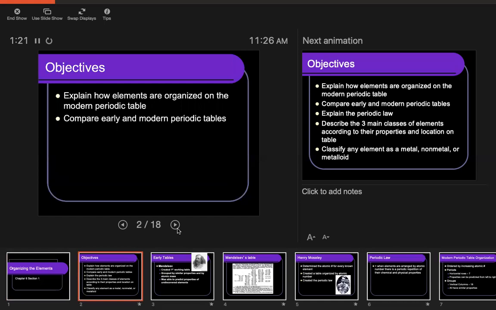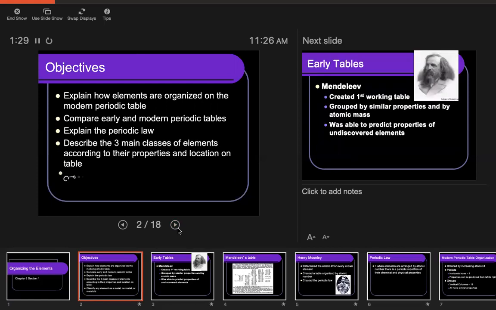I want you to compare an early table to a modern table. We're going to explain something called the periodic law. And then, of course, we're going to be able to describe the 3 classes of elements based on location and their properties. And then any element that I give you, you should be able to put in one of those classifications as metal, non-metal, or metalloid. So it looks like a lot to get done, but most of these are pretty simple tasks, and we're going to go through them slide by slide.